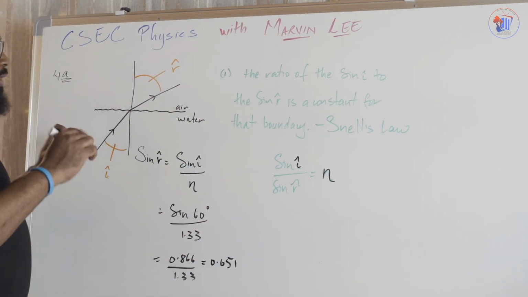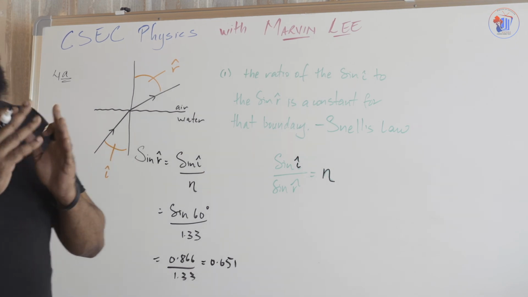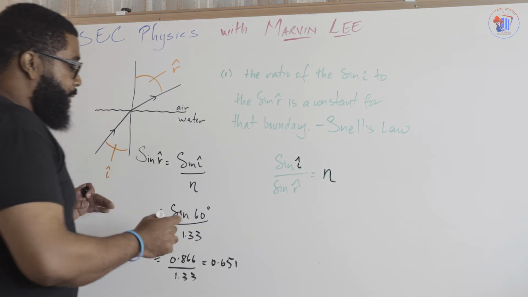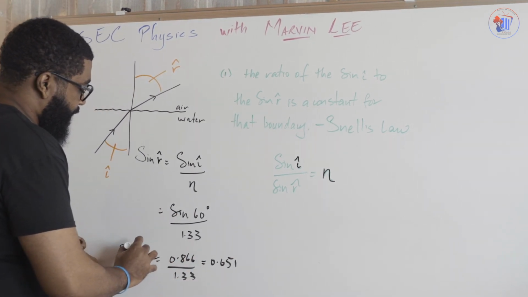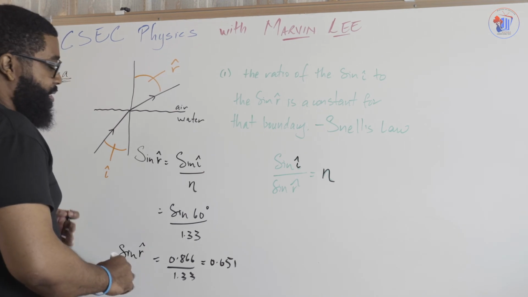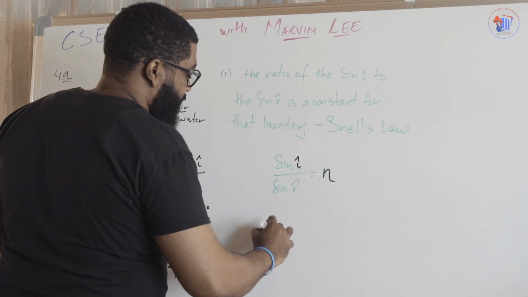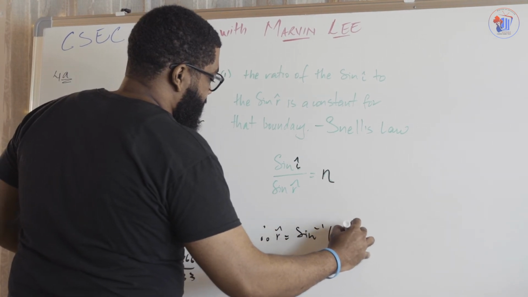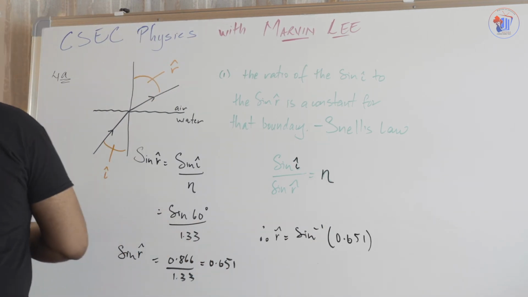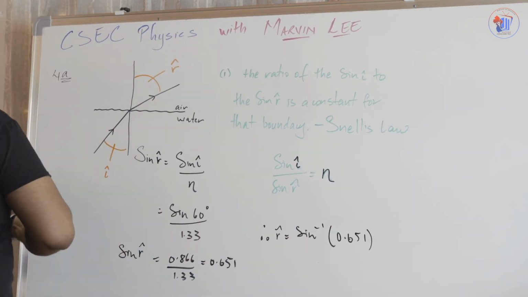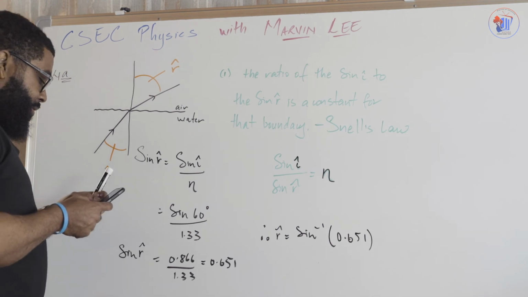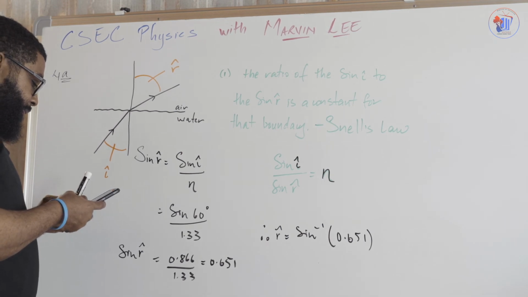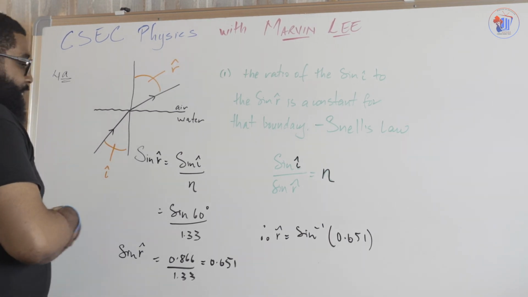Point to note, whenever you're doing anything like this, please ensure your calculator is in degrees and not radians. So what we have is the sine of the angle of refraction is equal to 0.651. Therefore, the angle of refraction is equal to sine inverse of 0.651. By my calculations, that is 40.6 degrees.